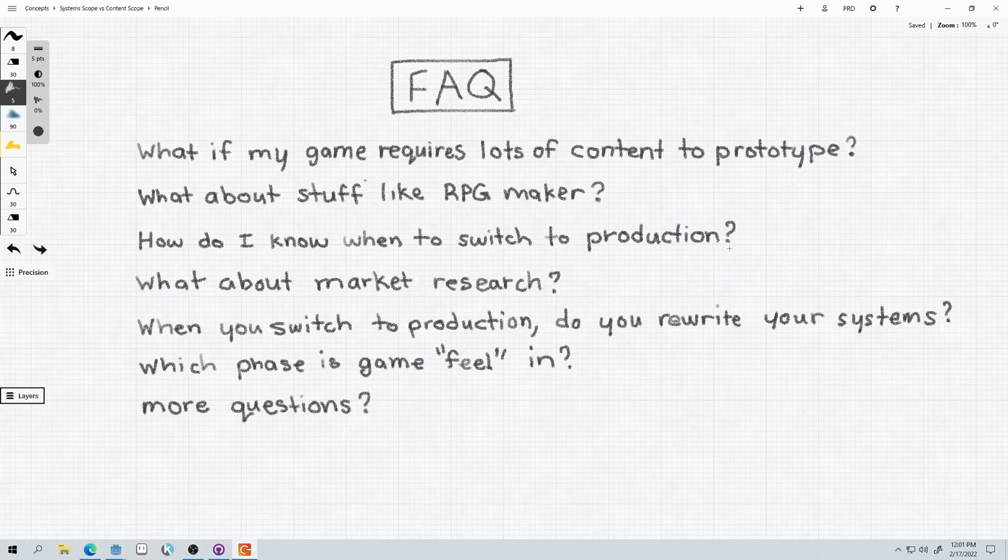But do keep in mind that different genres will require different balances here. What about stuff like RPG Maker? Well, RPG Maker is wonderful, honestly. If you're making an RPG and you can use an engine like RPG Maker that will handle most of the systems and mechanics for your game, then you can really shorten down that prototyping phase and jump right into production.